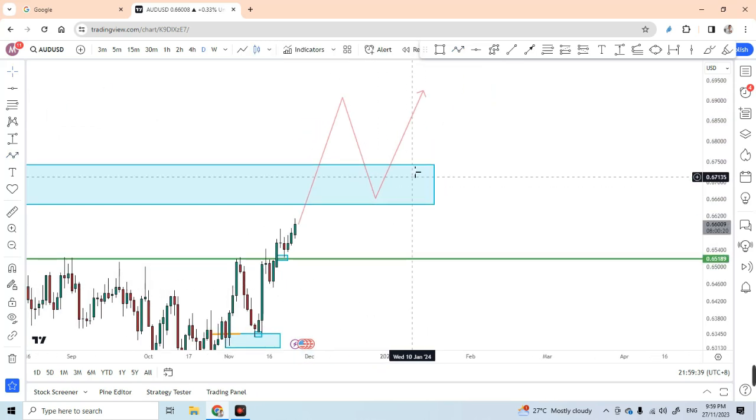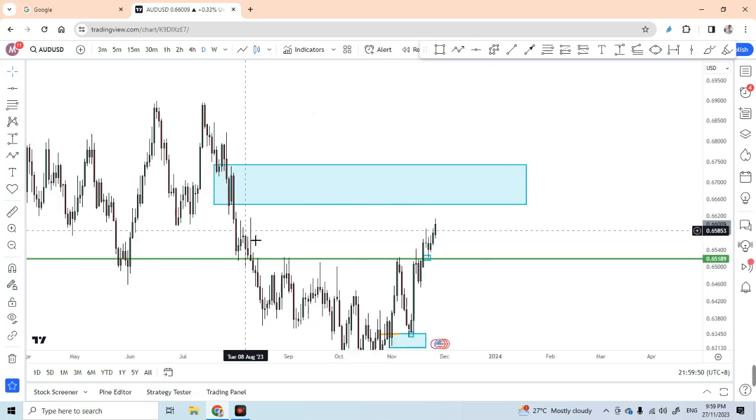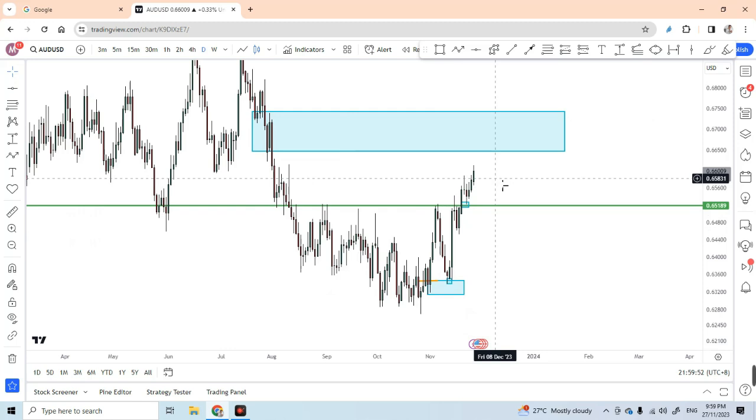So don't be nervous. You need to be a little bit patient. Wait for your setups and make sure that you know what you are doing. Overall, reading the structure is extremely important.